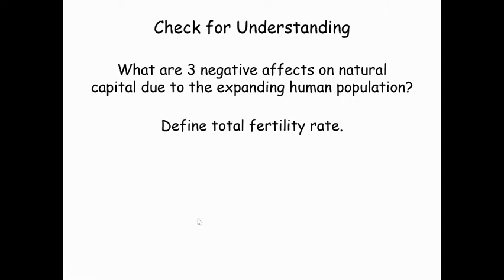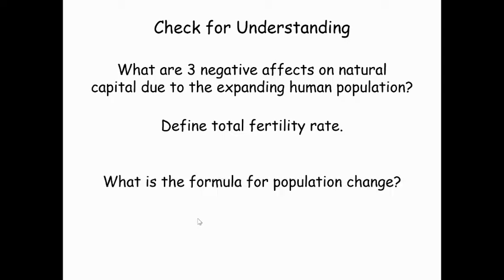Define total fertility rate. Take a look at number 10. All right. Average number of children born into a population. And what's the formula for population change? Might want to take a look at number 12 for that one. Or 11, beg your pardon. Yeah, so it's births plus immigration, the sum of that, minus the sum of deaths and emigration.